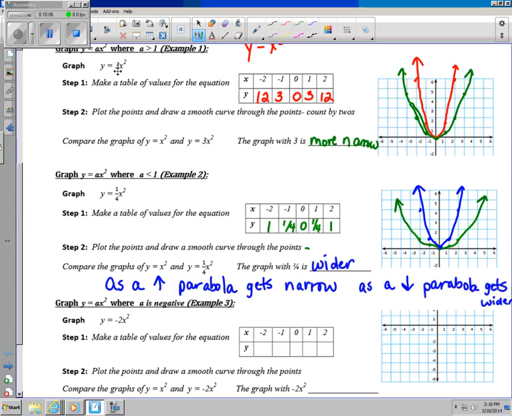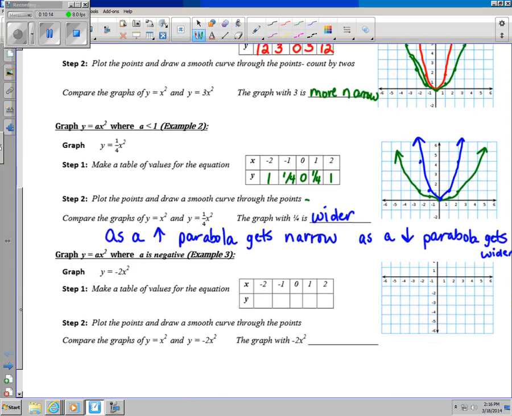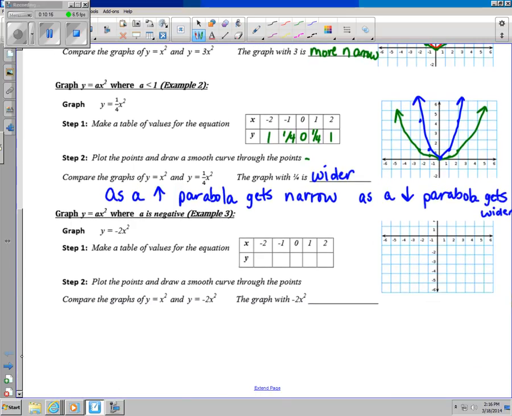We have a positive a. Both of them are positive a's. One's a whole number. One is a fraction that's less than 1. And that kind of shows you how the parabola changes. All right, our next example is y equals ax squared, where our a is going to be negative. So it's still less than 1, but now it's a negative. But a negative, not fraction, but a negative whole number. So let's go ahead and put our values in.